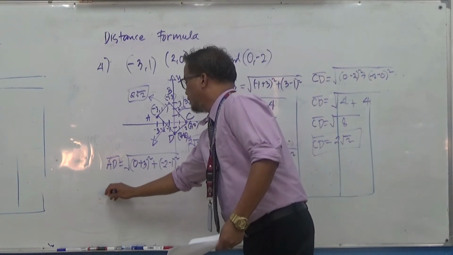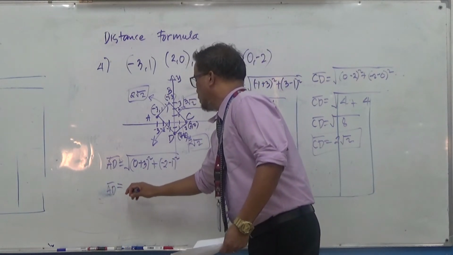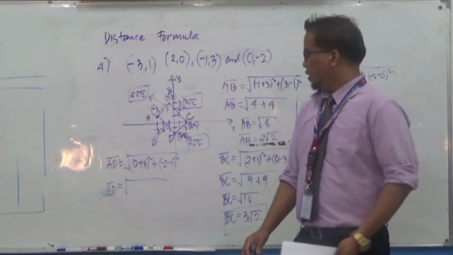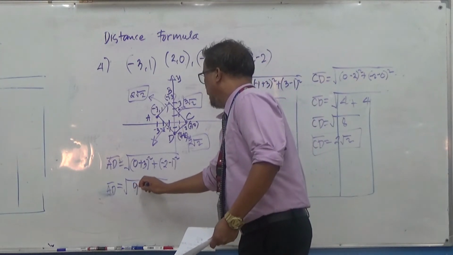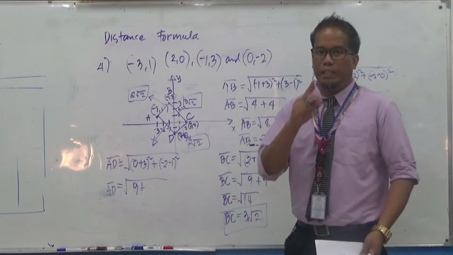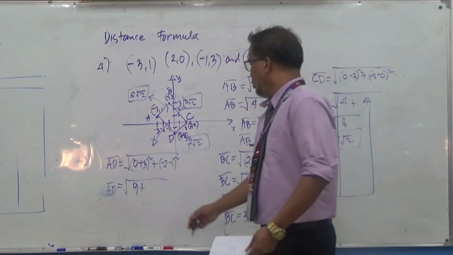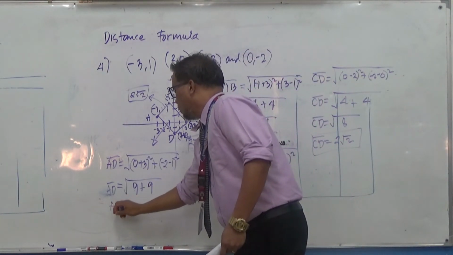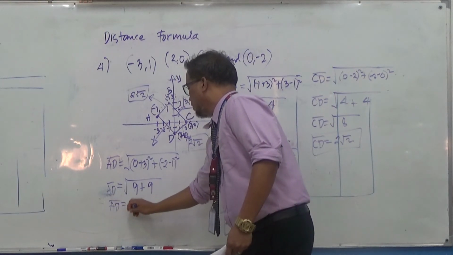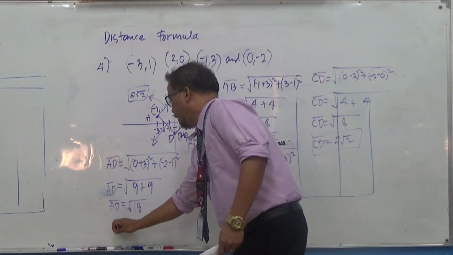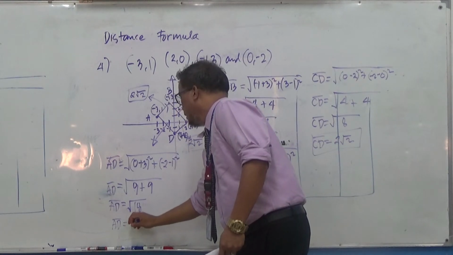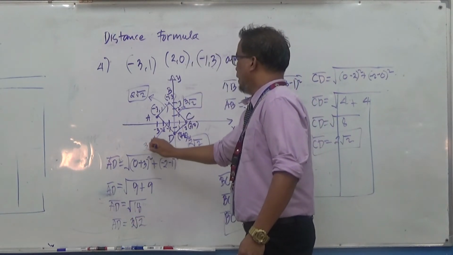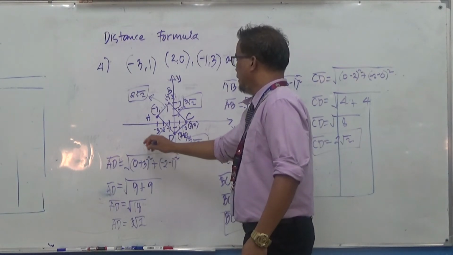Then simplifying, segment AD is equal to the square root of, 0 plus 3 is positive 3, raised to the second power is 9, then plus negative 2 minus 1 is negative 3, then raised to the 2 is 9 also. 9 plus 9 is 18, so segment AD is equal to the square root of 18, then the final answer here is 3 square root of 2 also. Okay? So, same as segment BC.